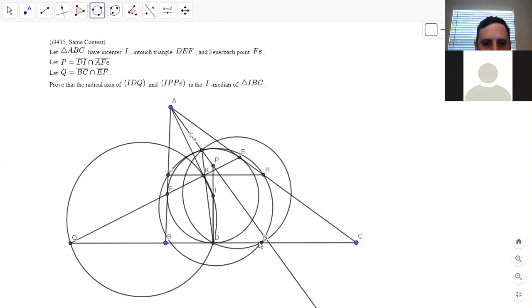That's the 9-point circle of what? BIC. Oh, interesting. You use some stuff about the Poncelet point? That follows from the Poncelet point, I think. Okay.